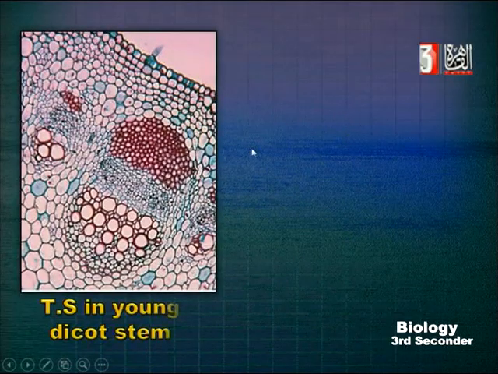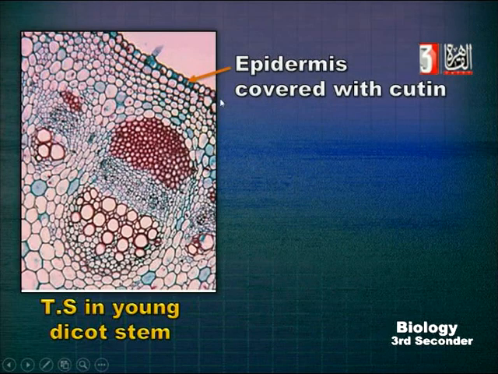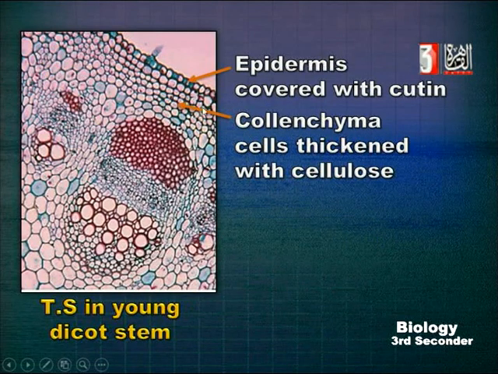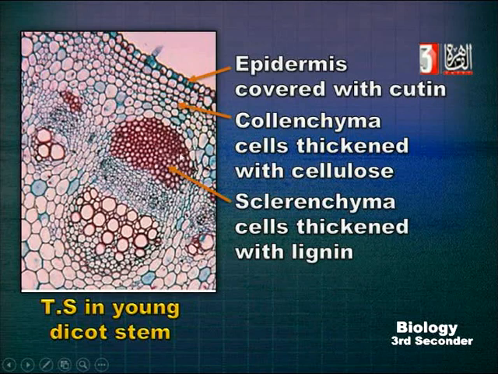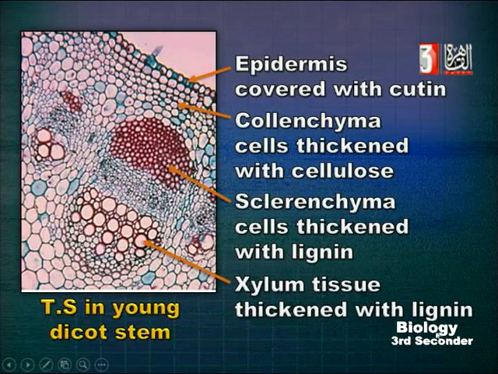Okay, this is a transverse section in a young dicotyledon plant. As we see here, it is the epidermal layer covered with cutin. Then it is collenchyma cells thickened with cellulose. Then it is sclerenchyma. Sclerenchyma forms the pericycle, thickened with lignin. Then it is the xylem tissue, thickened with lignin.